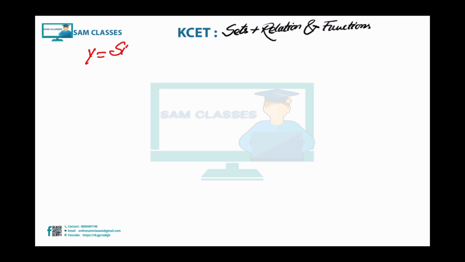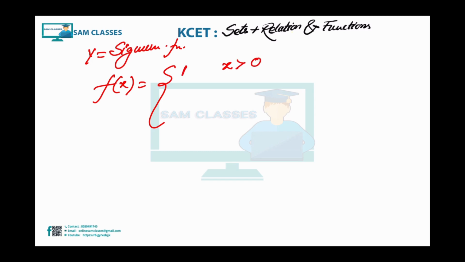Y is equal to signum x. Now, this graph, what we need to know about this is, first, how the function f(x) behaves. So f(x) is equal to 1 when x is greater than 0, and it is 0 when x is equal to 0, and it is minus 1 when x is less than 0. So the signum function is basically, student, mod x by x.